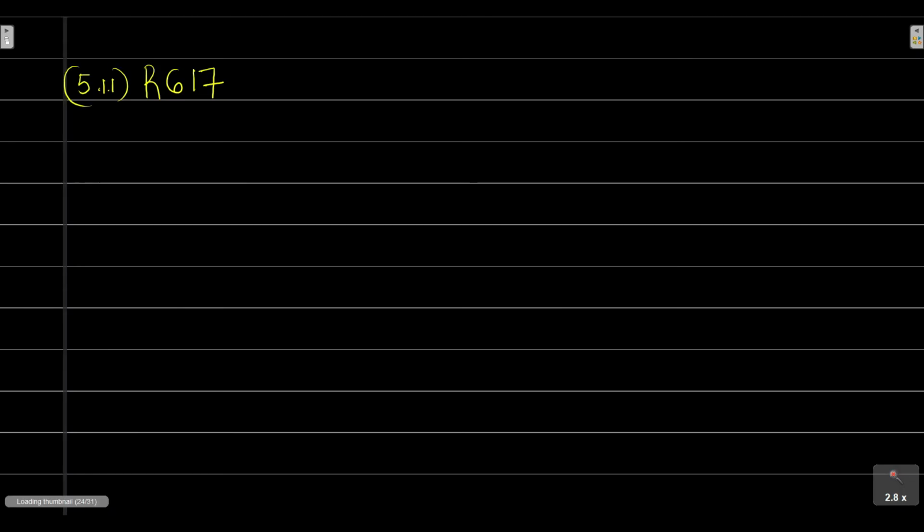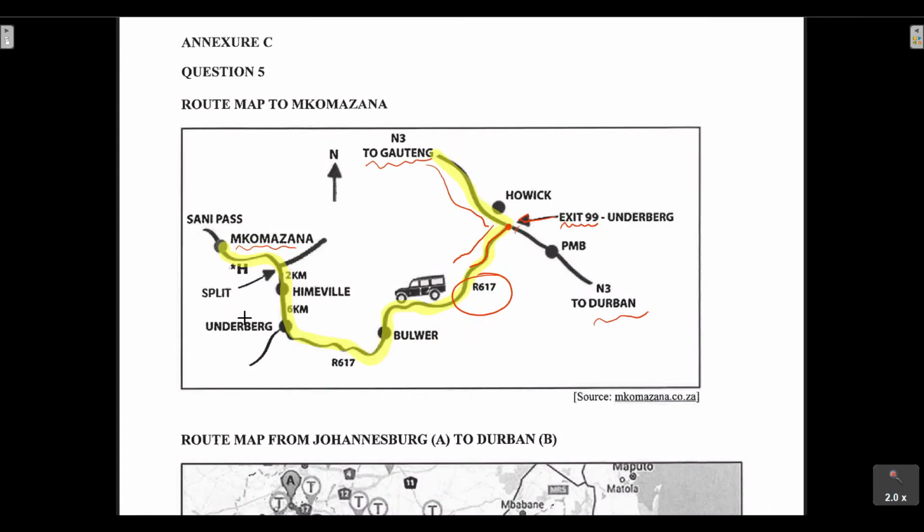We're going to look at our route map again. So what is the distance from Underberg? This is Underberg to Heimville. What is that distance there? Do you see that it's given as 6 kilometers? So we're going to write that down.